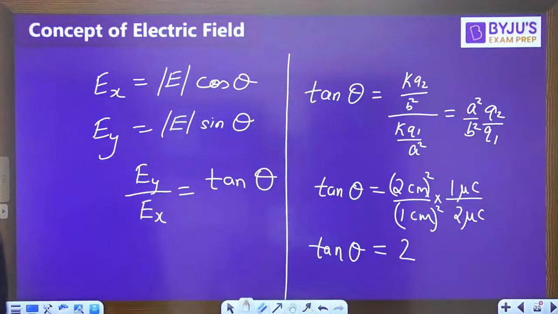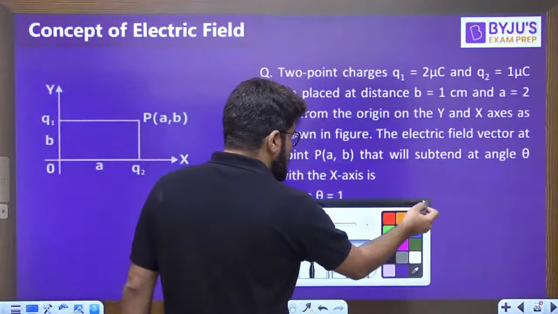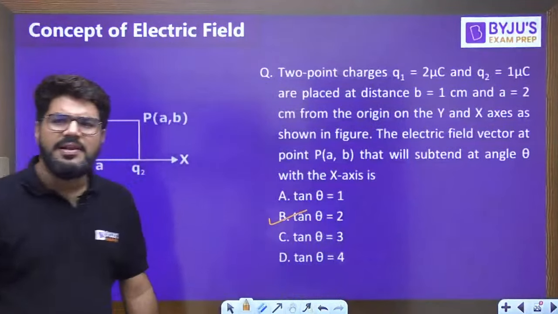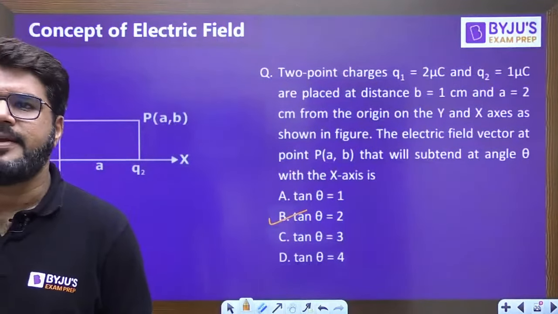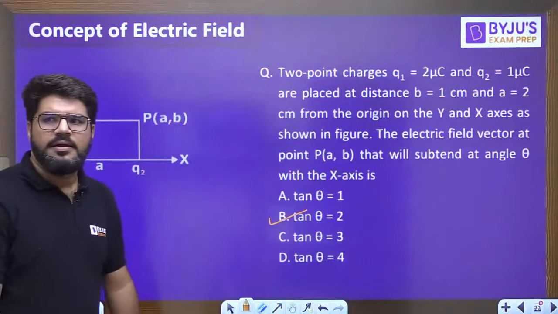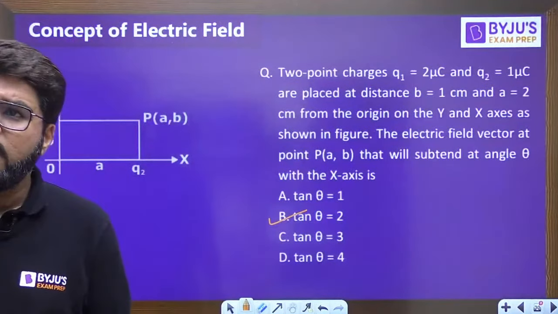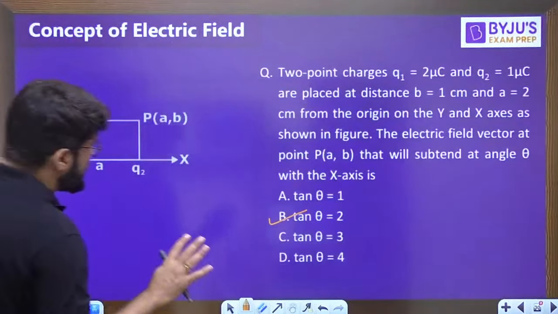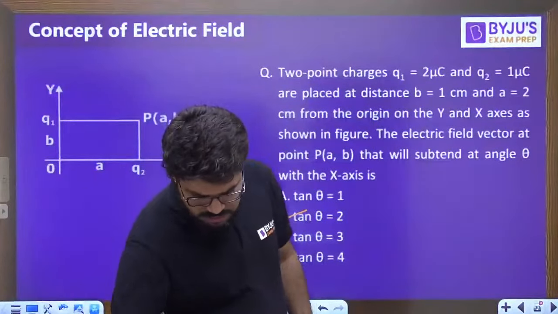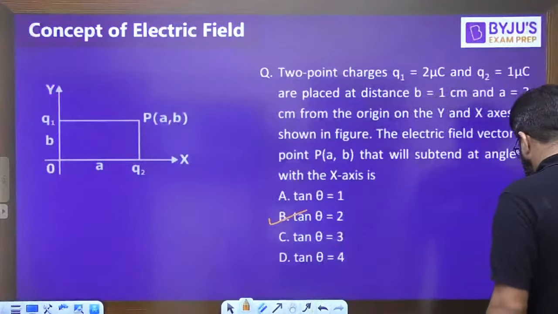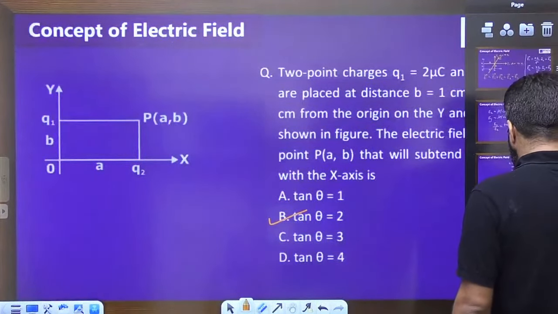The answer is 2. Tan theta satisfies the value 2. They've just asked the tan theta, but you can calculate theta also if they were asking for theta. So a good logical question involving a little bit of geometry, guys. Isn't it?